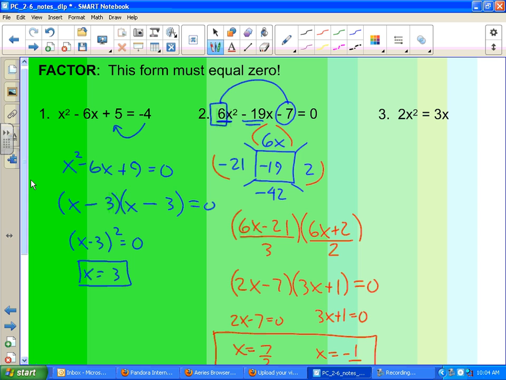So trinomials, we think about factoring using trial and error. But it's not a trinomial. I wonder if I can still use this Xbox thing if it's not a trinomial. But for 3, I have something I need to do first. What do I need to do? Careful now. What do we want on one side of the equal sign? We want a 0 on one side of the equal sign.